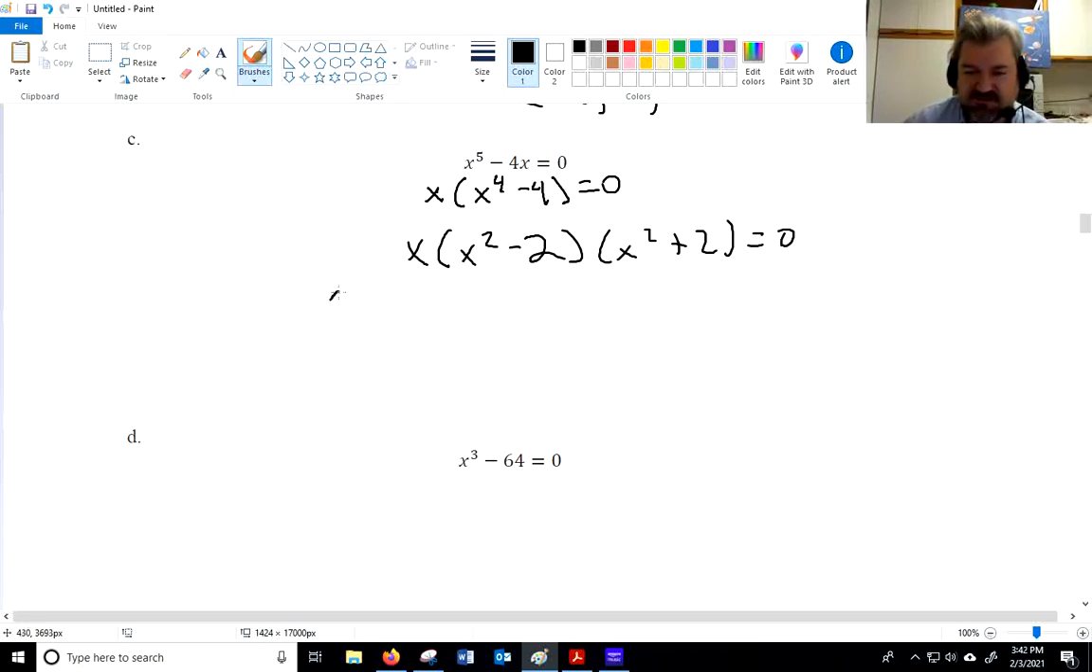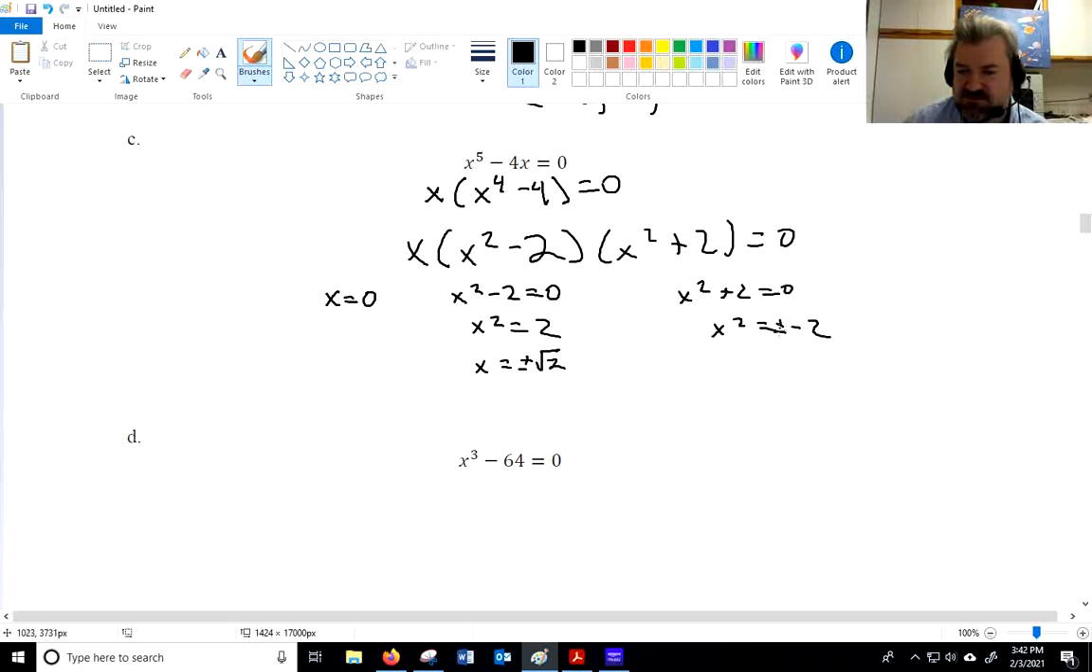Okay, so I set each factor equal to 0. One of them is going to be x equals 0. And then this gives me x squared equals 2. So x equals plus or minus the square root of 2. This gives me x squared plus 2 equals 0. So x squared equals negative 2. Do you see where this is going? That's not real. So we have 0, the square root of 2, and negative the square root of 2.